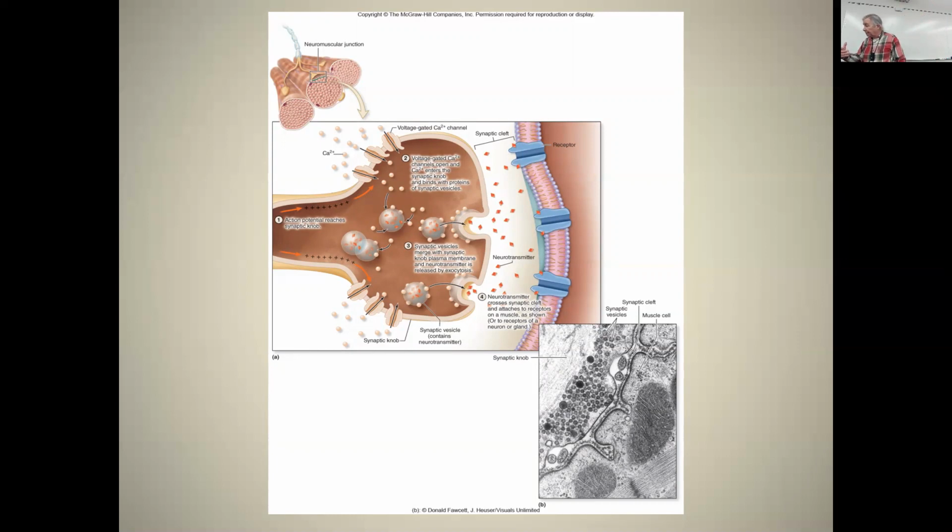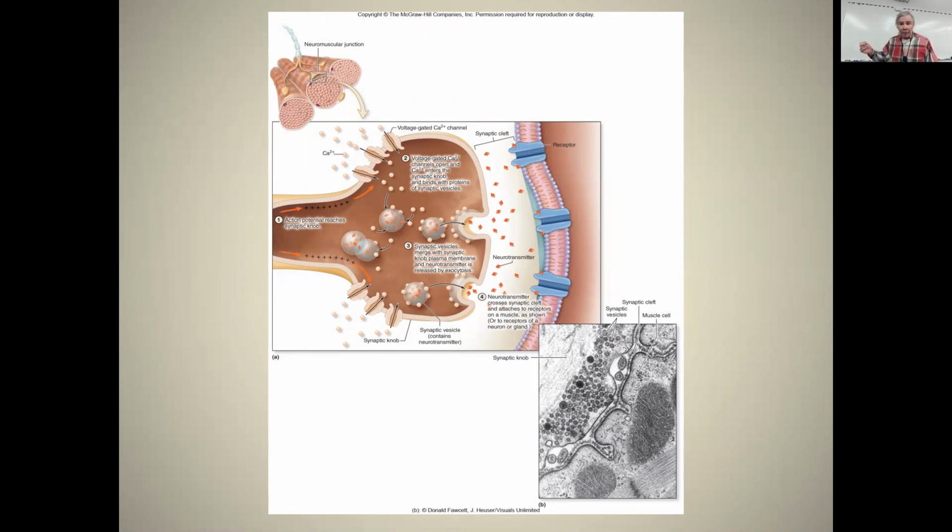And what it does, well, it depolarizes the cell, but the important thing is it binds to the synaptic vesicles and causes them to merge with the presynaptic membrane. And when they merge with the presynaptic membrane, they push the neurotransmitter into the synaptic cleft by exocytosis. The neurotransmitter diffuses across the synaptic cleft, binds to its receptor on the postsynaptic membrane.